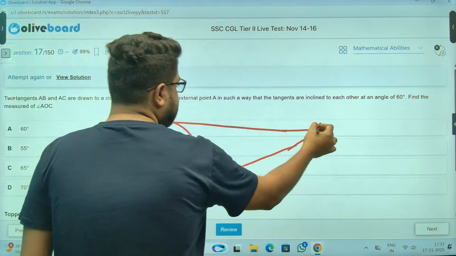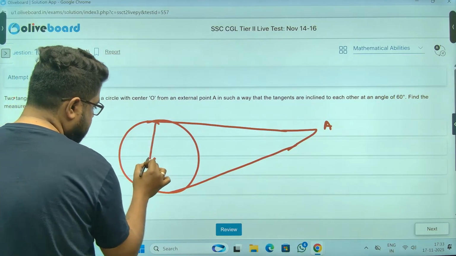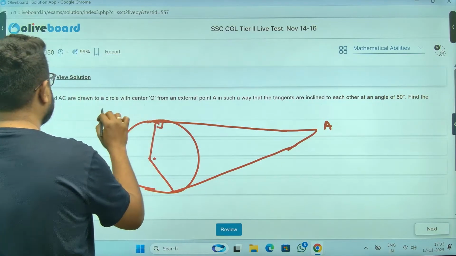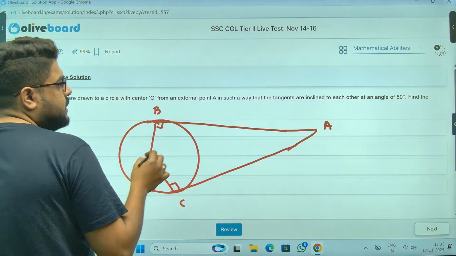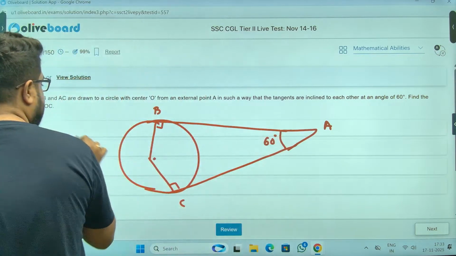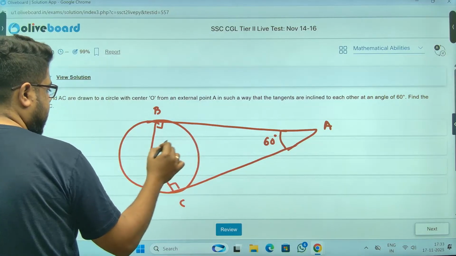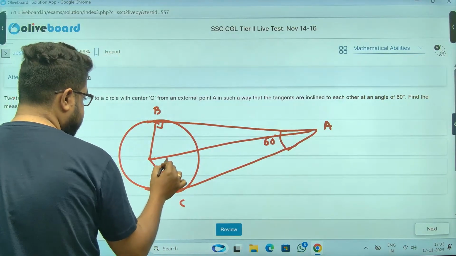Right? External point A, center O. This is AB and this is AC, 90 degrees. This is 60 degrees inclined. Find the angle AOC.